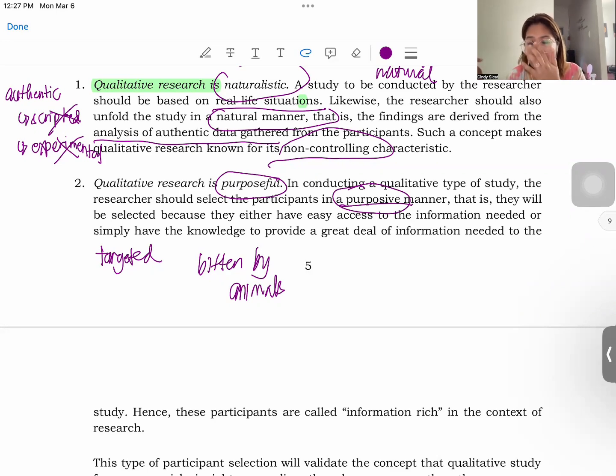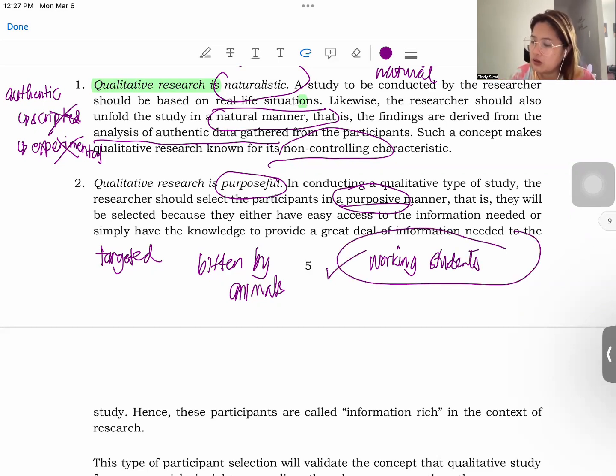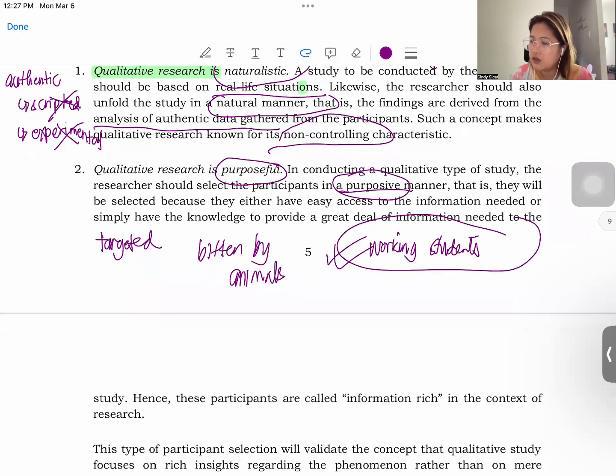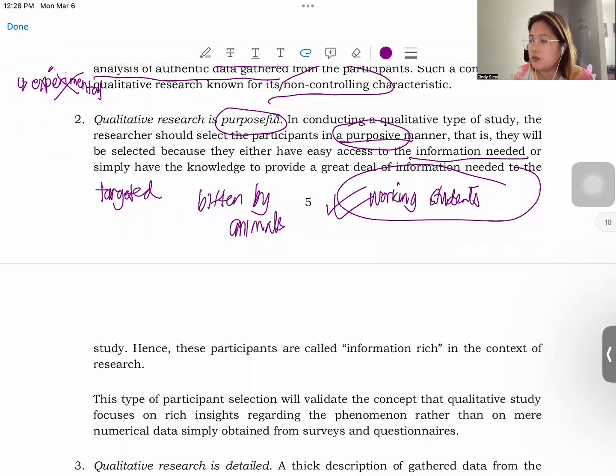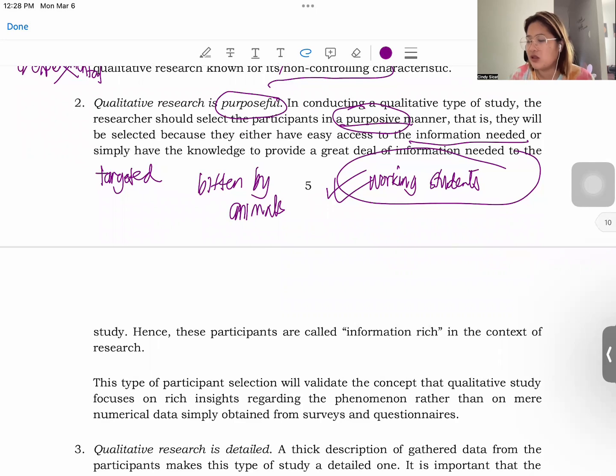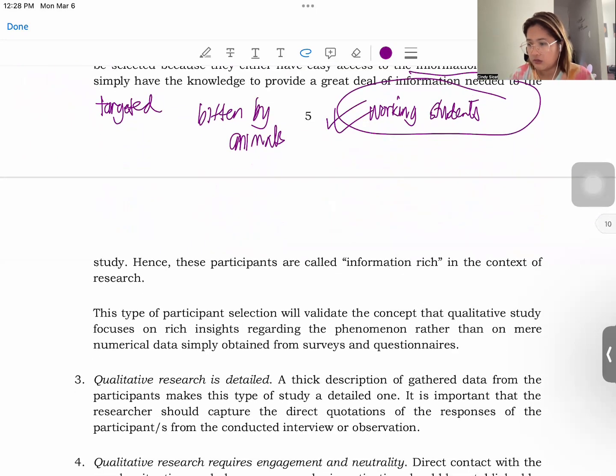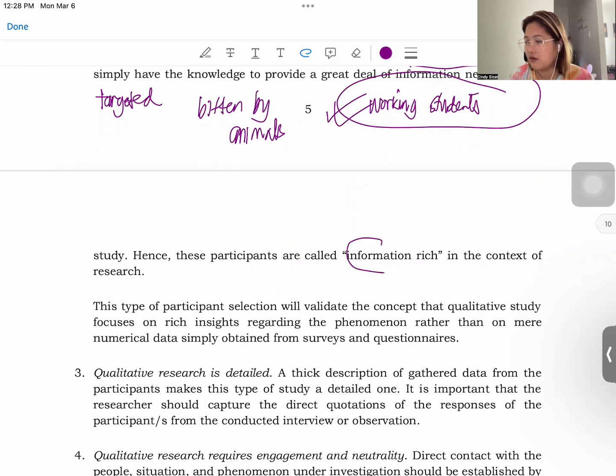Or let's say, ang gusto mong interviewin is yung mga working students. Purposive na naman kasi hindi lahat ng students working students. So, hahanapin mo lang is yung mga working students. Okay? So, that is, they will be selected because they either have easy access to information needed or simply have the knowledge to provide a great deal of information needed to the study. These participants are called information rich in the context of research.